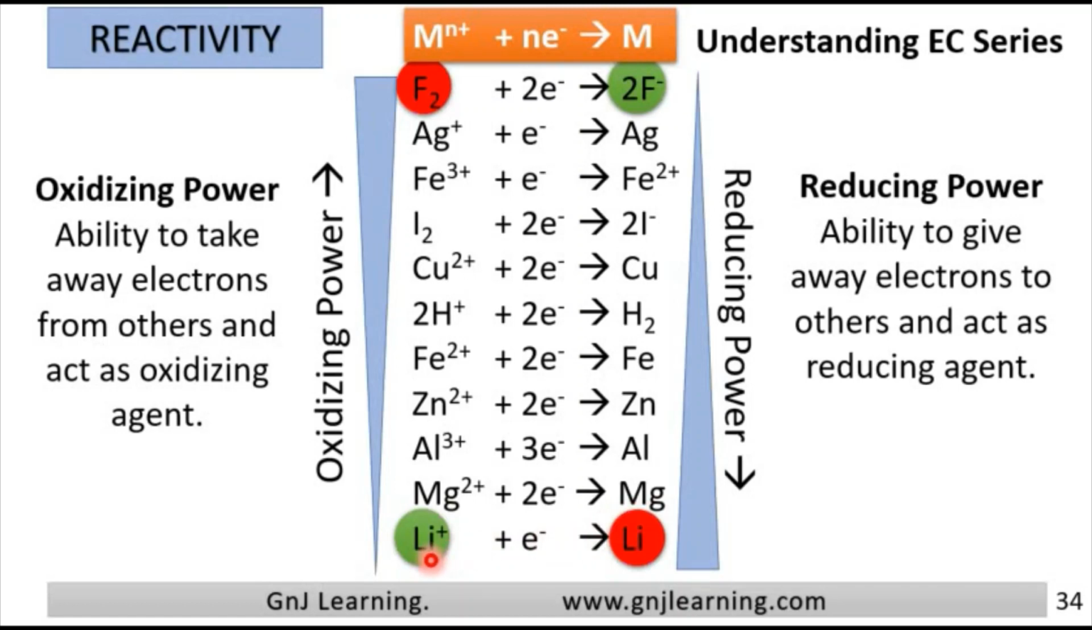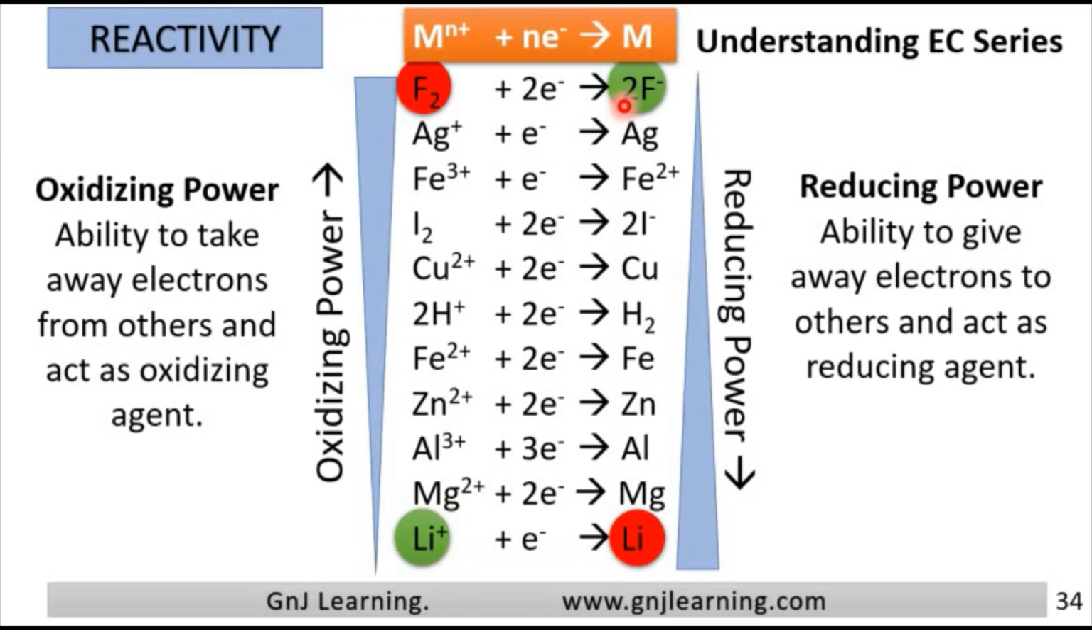Again, in the case of oxidized species, the most stable is Li+, and as we move up, its reactivity increases, and they have the oxidizing power, that means the power to take electrons from others. This power is maximum for fluorine, because it is the most reactive one. So the oxidizing power decreases as we go down, or increases as we move up.